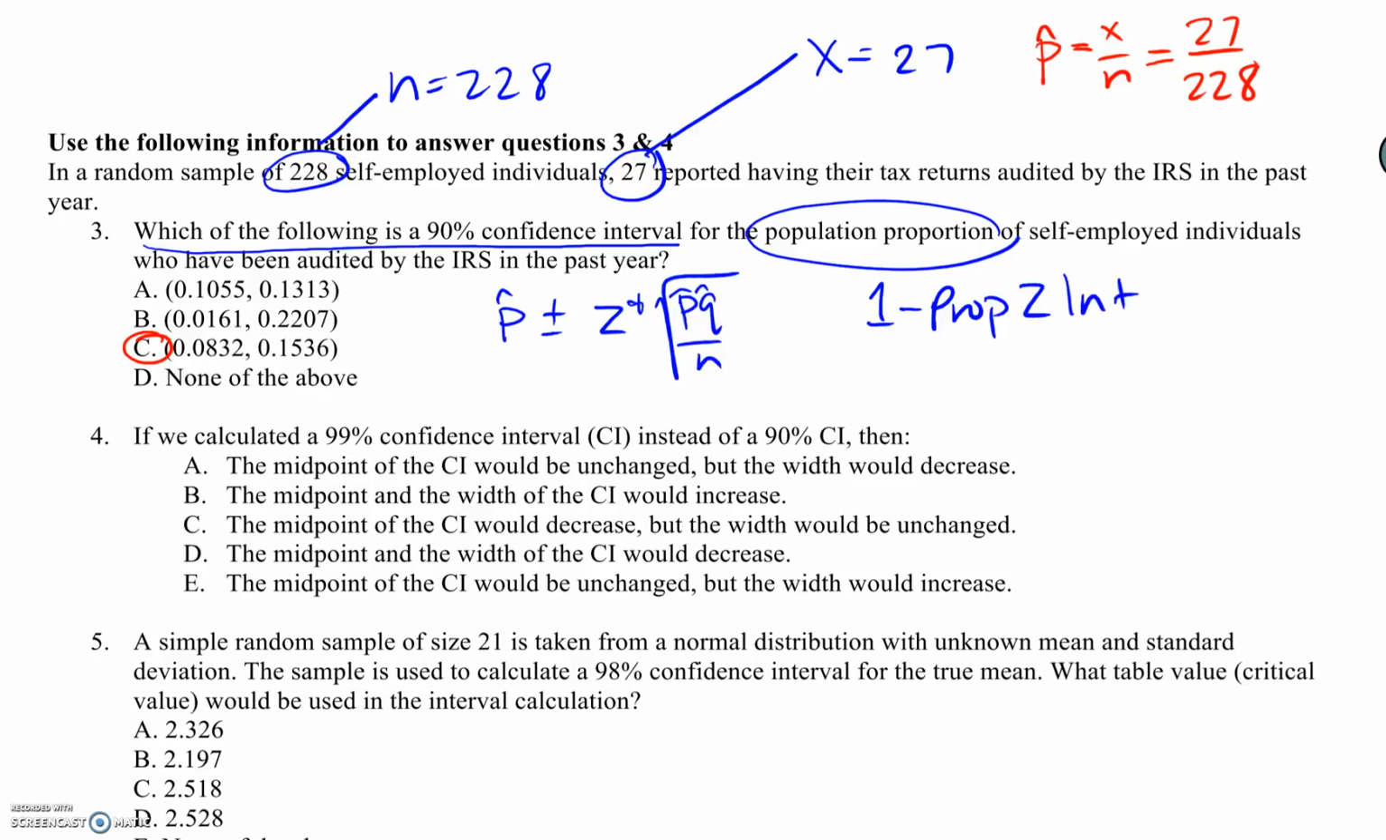It says, if we calculated a 99% confidence interval instead of a 90%, so we're going to increase our confidence level. Well, if you increase your confidence level, that's going to drive up your z star, right? You can even see it on the table. If we need to be more confident, you need a bigger interval. Nothing should change in terms of your midpoint, right? The only part it influences is the margin of error, which is all about how spread out it is, not the center. So the midpoint is unchanged. The only way we change the midpoint is if we change our p hat.